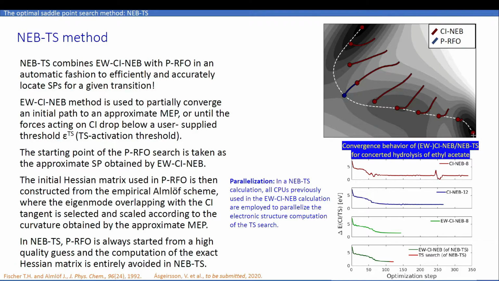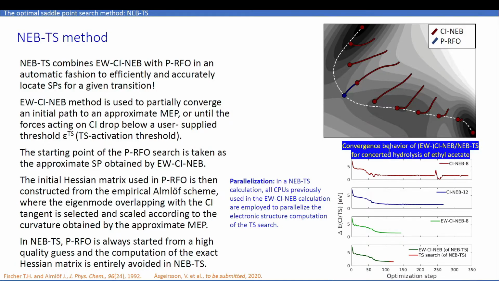You can see that we start from an initial path composed of 10 images connecting the reactant and product energy minima. From this path, the CNF method is used to partially converge to the minimum energy path, and the clamping image configuration is used to initiate the TS search, which goes directly to the exact saddle point.